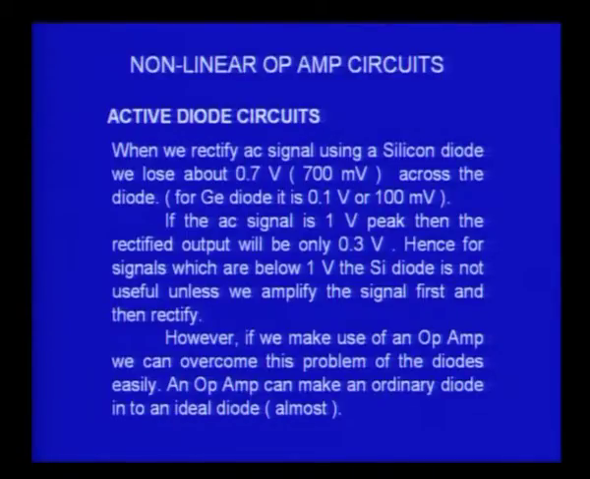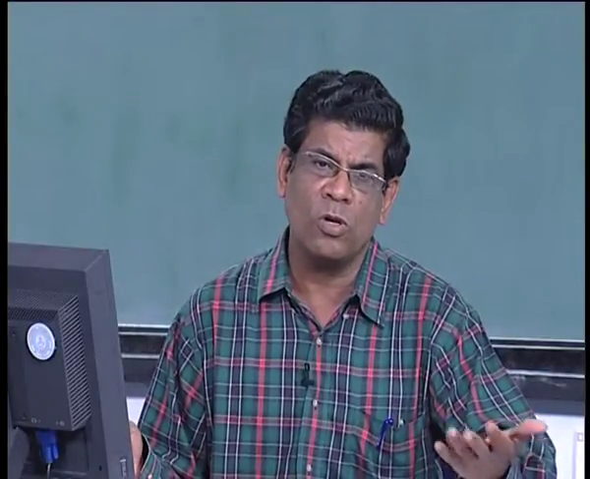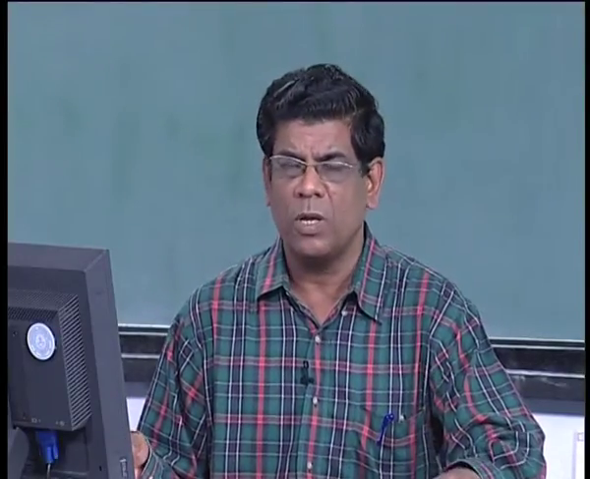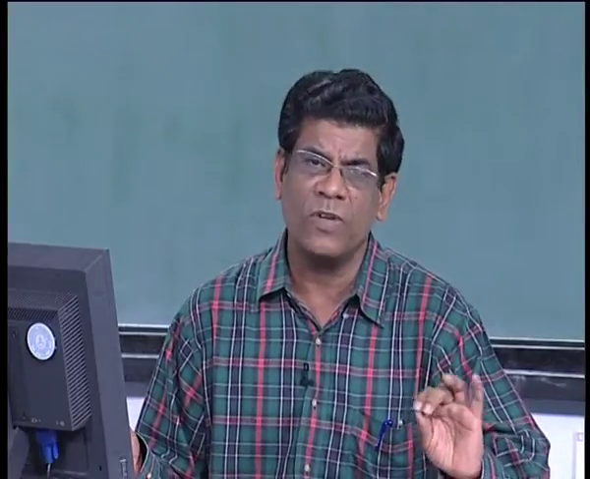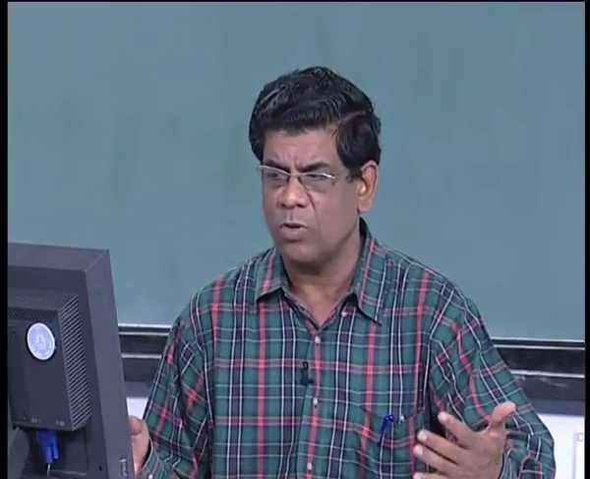Therefore, is there a way by which I can use the same diode, PN junction diode, and still rectify very low level signals which are less than 1 volt or whatever? So, the point is that it is indeed possible to make the normal diode, silicon diode, as an ideal diode. For that, all that you have to do is have an op amp, which is not very expensive. If you just use an additional op amp along with the diode, you can make the diode behave like an ideal diode. So, that is the whole idea behind this active diode circuit.